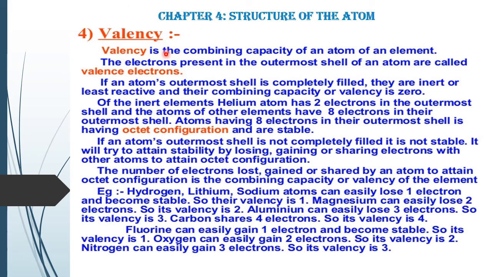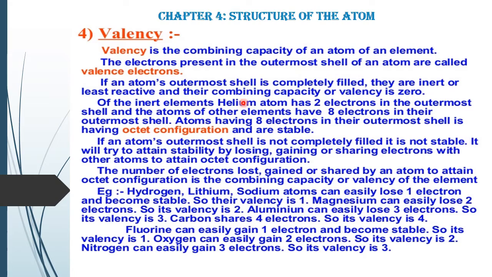Now valency also I have discussed before. Valency is the combining capacity of an element. The electrons present in the outermost shell of an atom are called valence electrons. The number of electrons that you see in the last shell is called valence electrons. If an atom's outermost shell is filled, they are inert. Just now we have explained elements of group 8: helium, neon and argon. They are least reactive and their combining capacity, or valency, is 0.